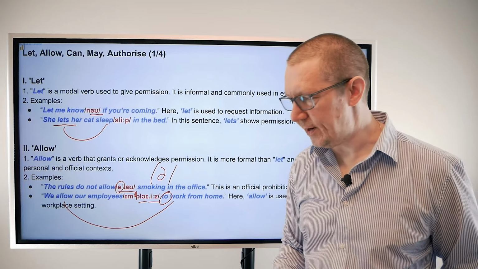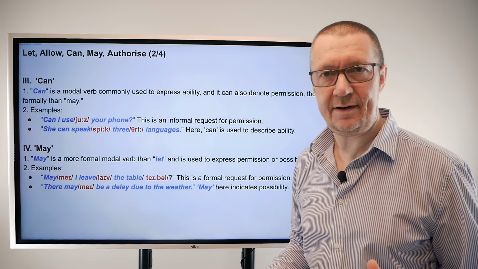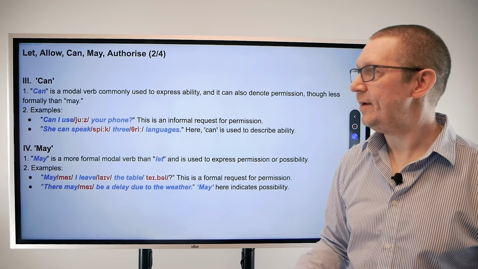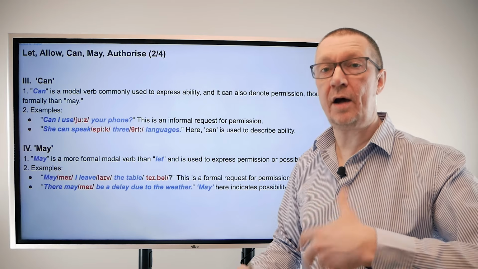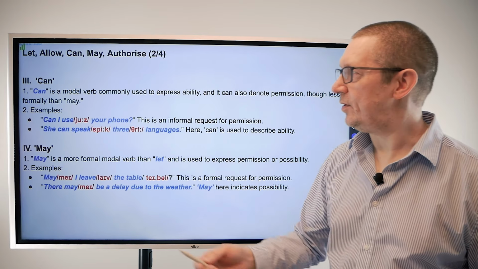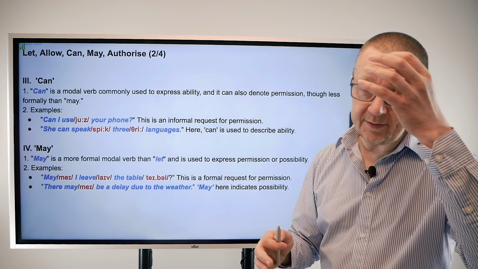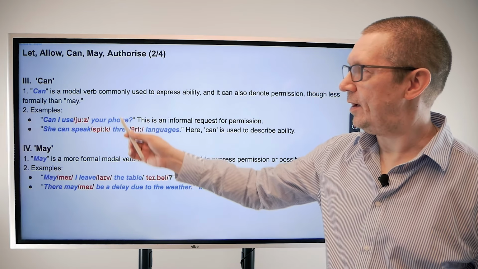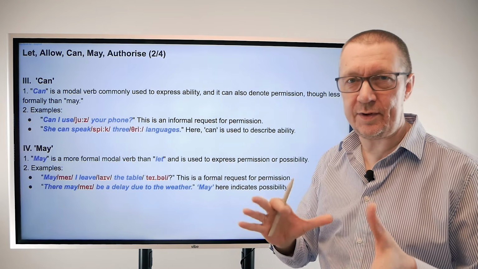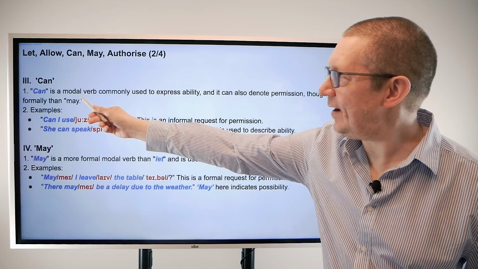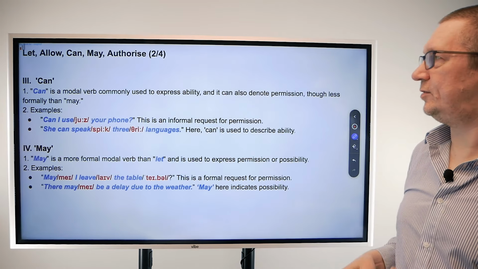Okay, let's look at the next one. This brings us on to can and may. Now can and may are more about asking for permission. They're also very similar in the fact that can and may are both aligned with let and allow with formality.